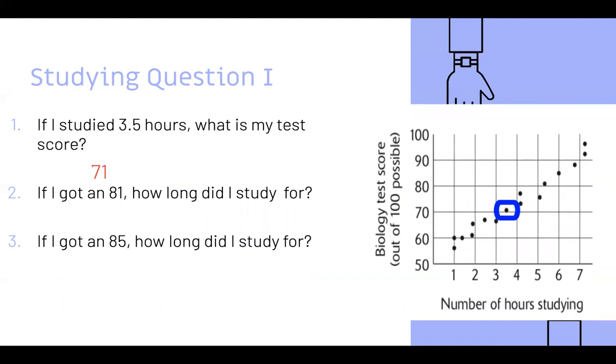That in that blue. If I got an 81, how long did I study for? Well, we gotta go to that 81 marker, and we can see that's about 5.5 hours, right? We can see that right there. And if I got an 85, how long did I study for? Well, I probably studied for about 6 hours, and we can see that trend line forming.